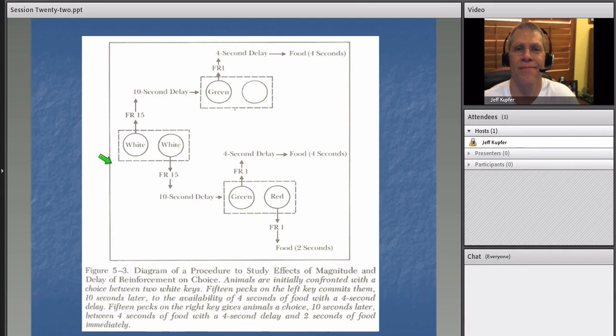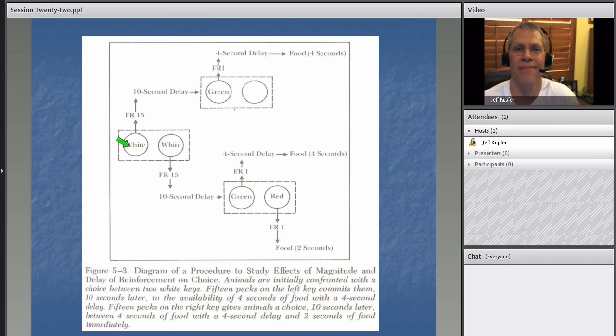If the pigeon, instead of pecking the left key, pecks the right key, here's what happens. The pigeon has to peck this 15 times. The chamber goes dark because there's a 10-second delay. And now, instead of just seeing what the pigeon saw up here with just one green key, now there are two keys.